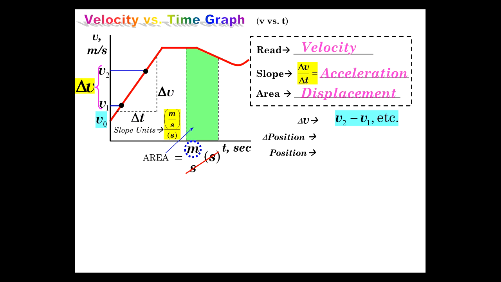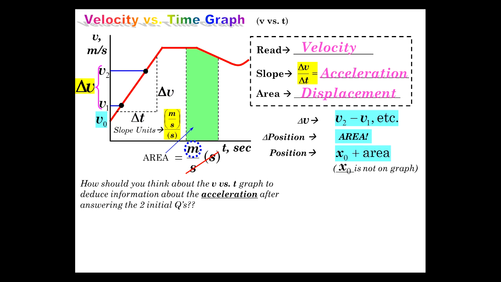Change in position. If you want to know the change in position, it's very strongly correlated to the displacement. It's not necessarily the same thing. We have the area, which is displacement. But to get the actual position, we need the initial position plus the area. So change in position is displacement. Position is initial plus displacement. And that initial position is not on the graph. It doesn't show on the graph. Other information would have to inform you about it.